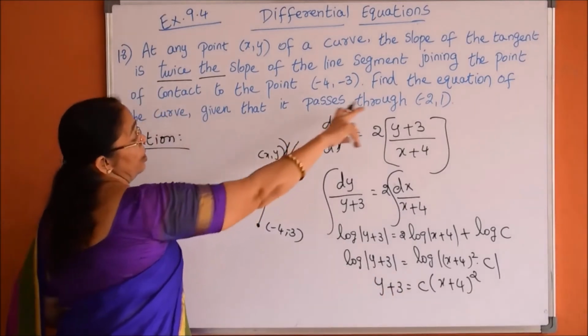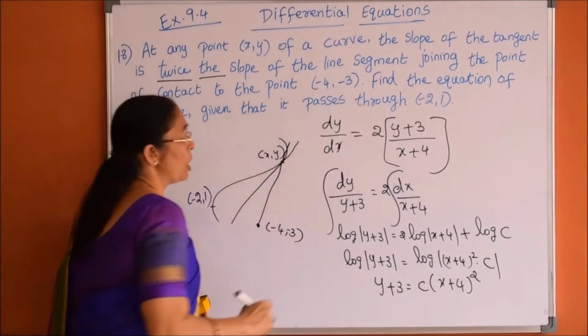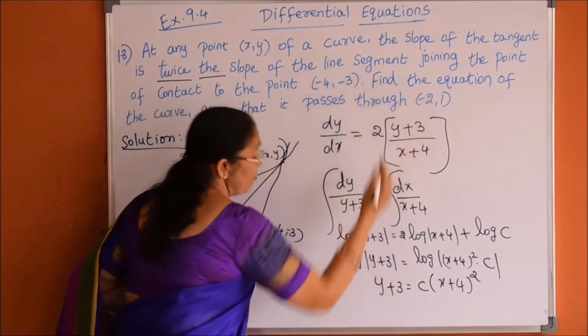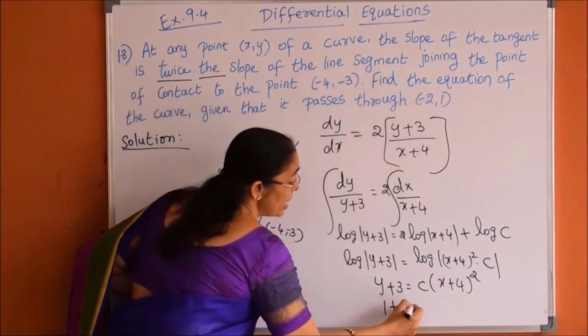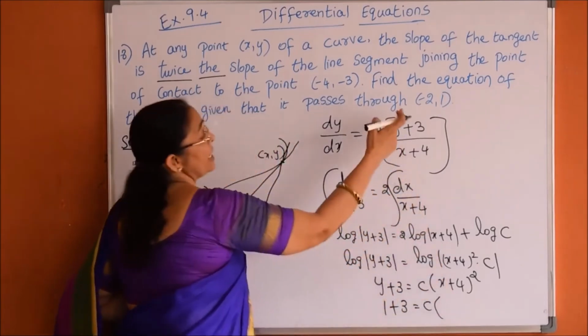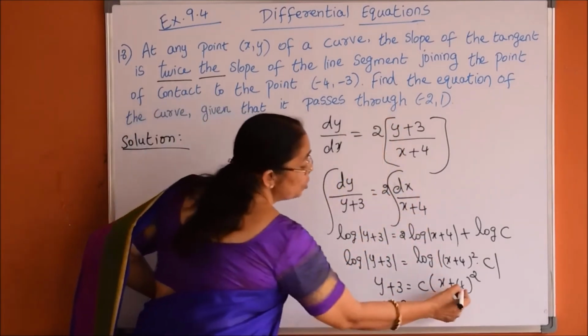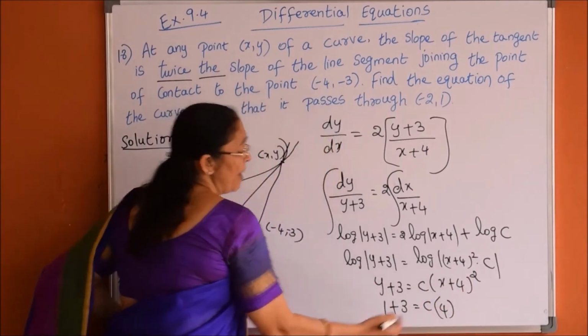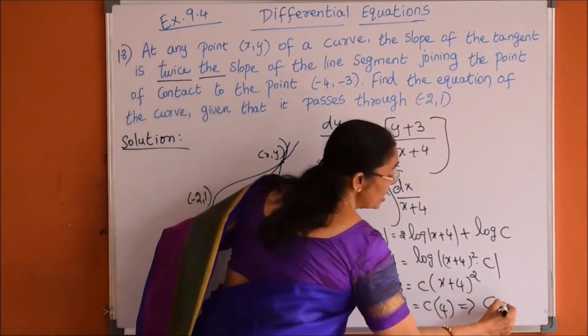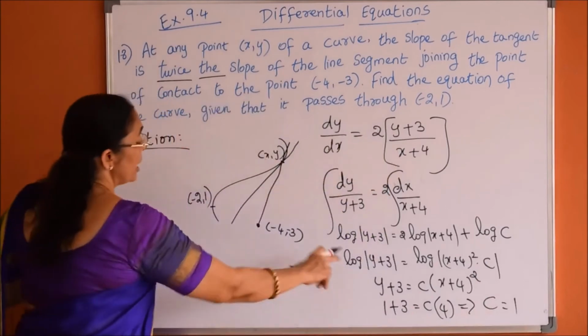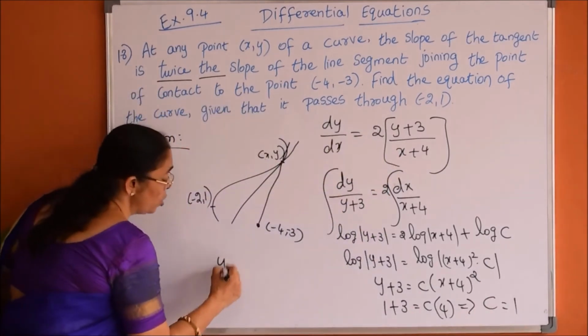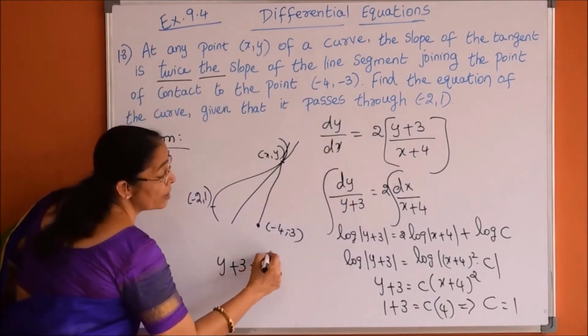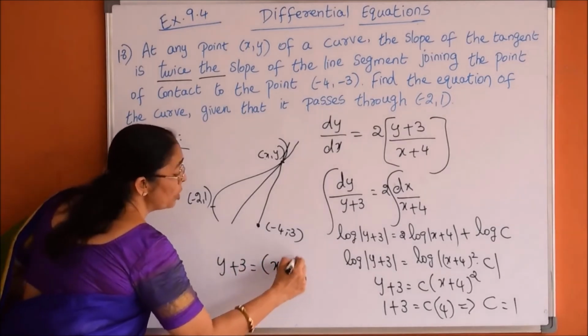Now passing through the point minus 2 comma 1. So when y is 1, 1 plus 3 is equal to c of x value is given minus 2. So 4, minus 2 plus 4 is 2, 2 square is 4. So c value is 1. Therefore the equation of the curve is nothing but y plus 3 is equal to x plus 4 whole square.